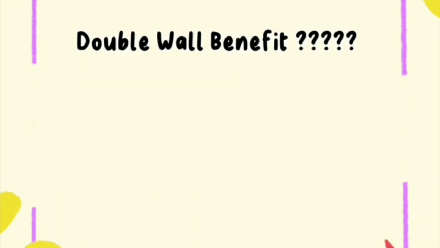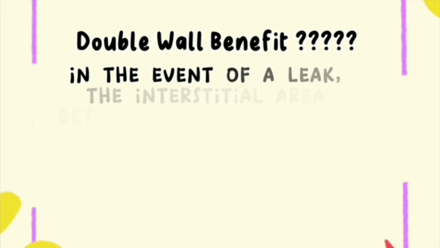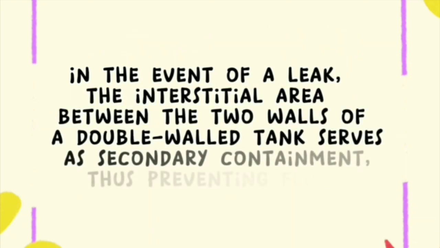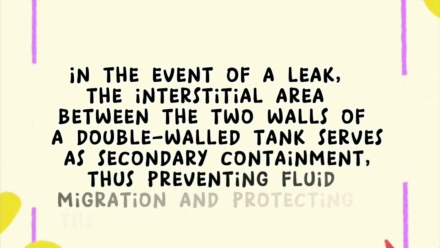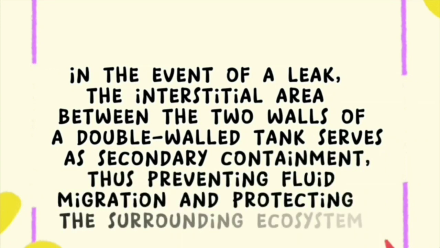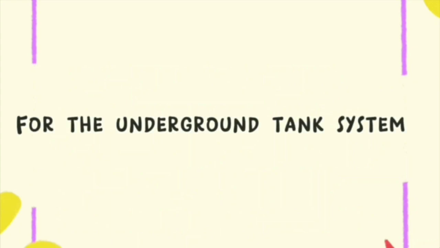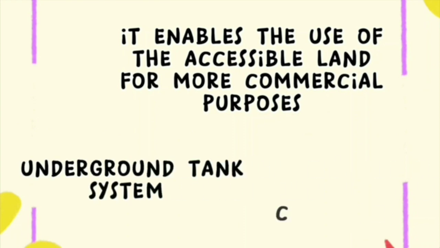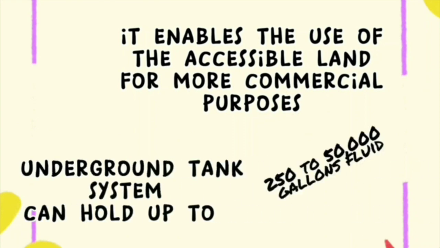In terms of double wall benefit, in the event of a leak, the interstitial area between the two walls of a double wall tank serves as secondary containment, thus preventing fluid migration and protecting the surrounding ecosystem. An underground tank system enables the use of the accessible land for more commercial purposes. An underground tank system can hold from 215 up to 15,000 gallons of fluid.